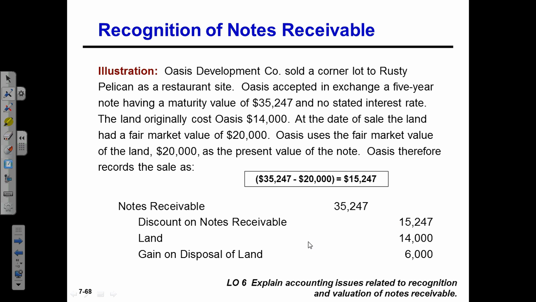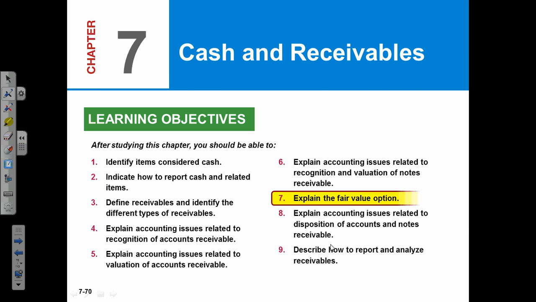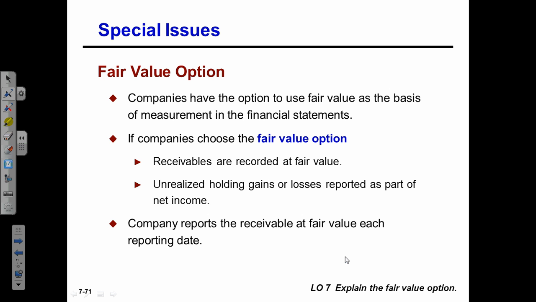Okay, good. All right. Valuation of notes receivable, short-term net realizable value. We said that, didn't we? Long-term, FASB requires companies to disclose not only their cost, but their fair value of the notes in the financial statements. So we already did that. Okay. Fair value option. This was kind of cool. You have the option to use fair value as the basis of measurement in the financial statements, but be careful, right? Once you choose to either use fair value or not for a particular note, what are you going to do?